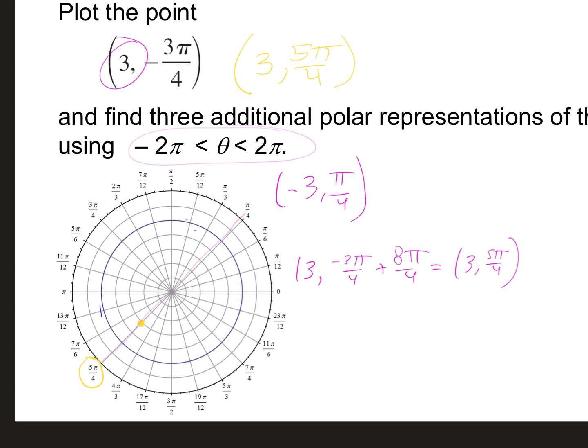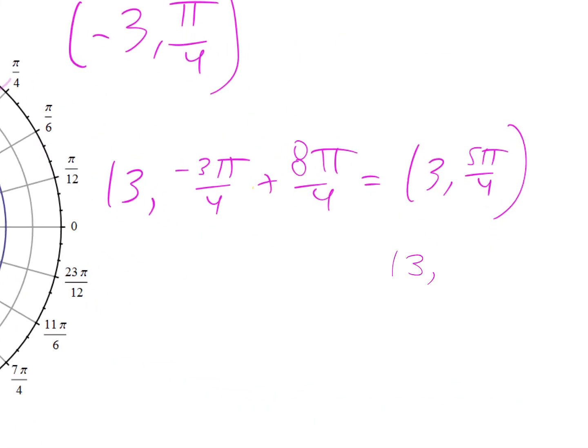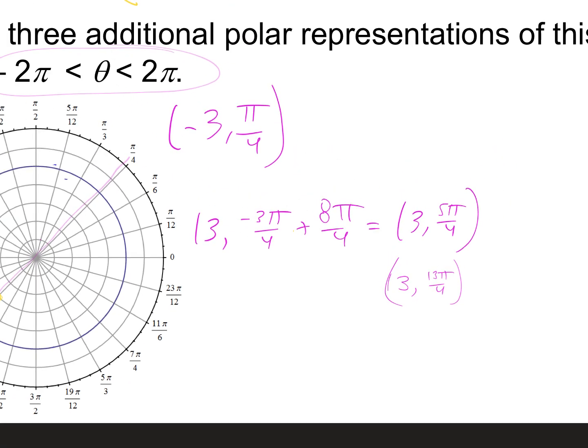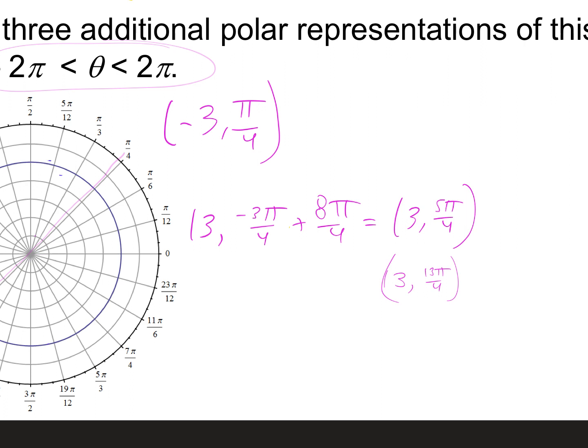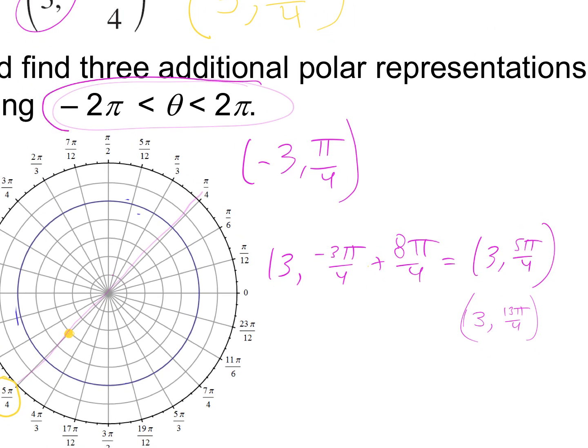Did we already figure that one out? Yeah. Okay, so let's add another circle. If I add another 8 pi over 4 to that to find another representation, I end up with 13 pi over 4. Is that okay? That's fine. It makes sense mathematically, but what question? I added another circle to that. I went around the circle another time. Now, why is that not okay given what they told us here? It's over 2 pi. So that one's not going to work. So if I add another, it's still not going to work.